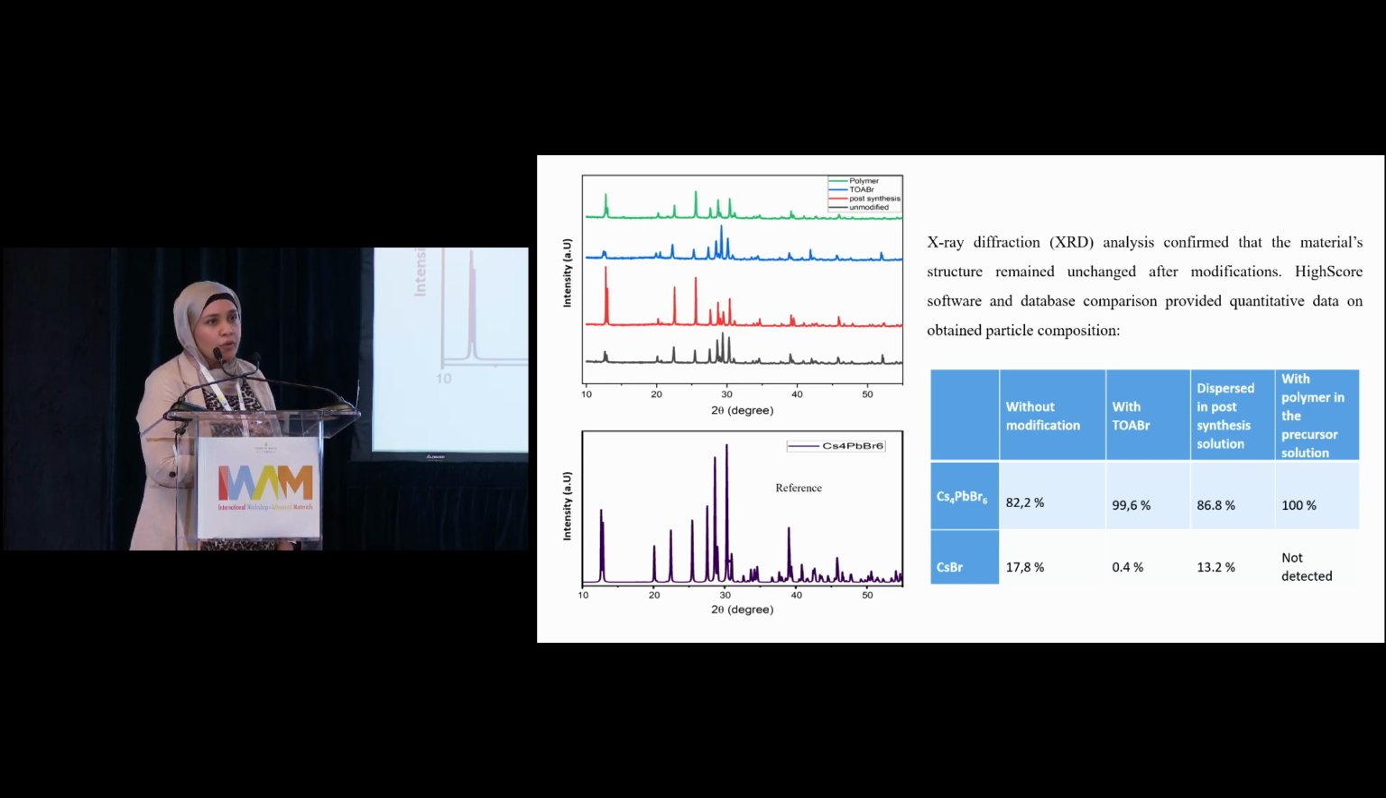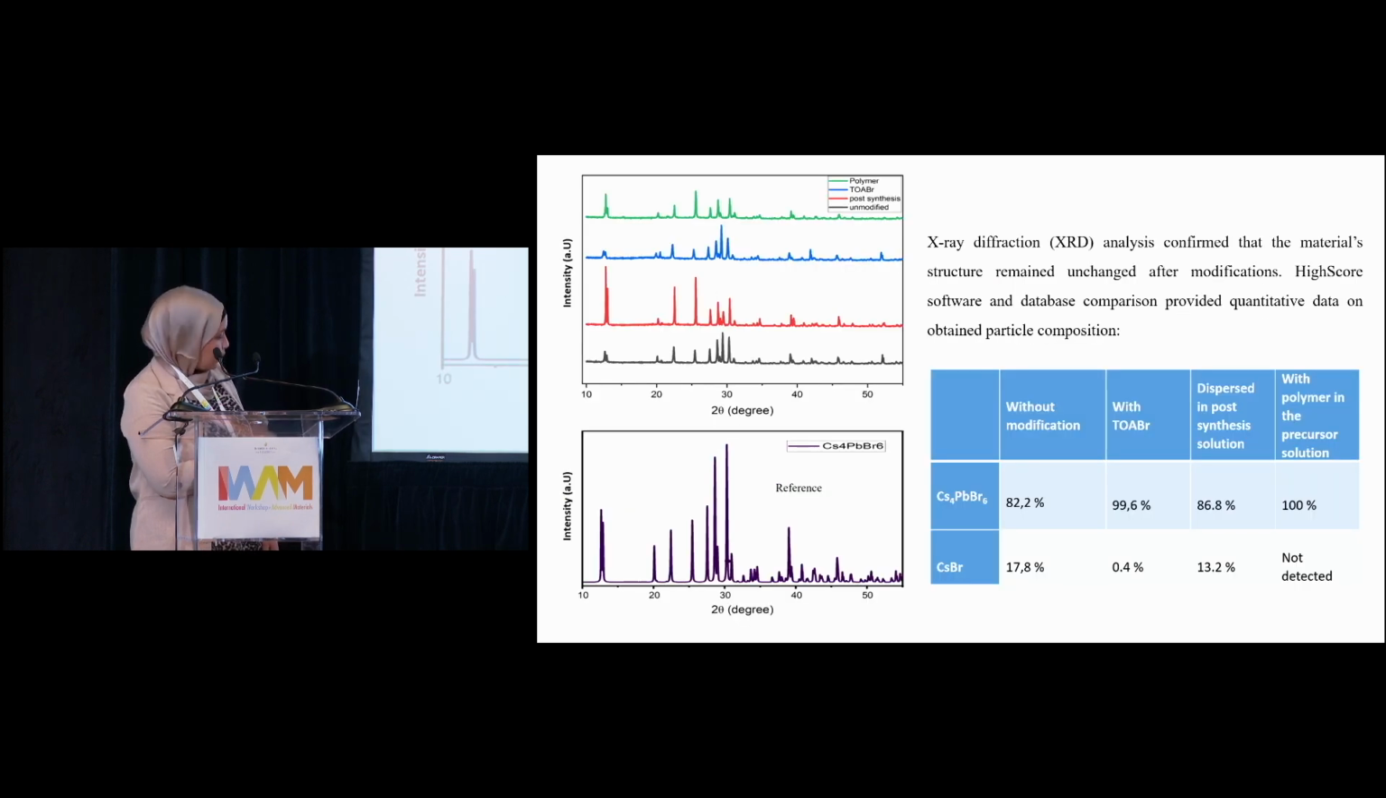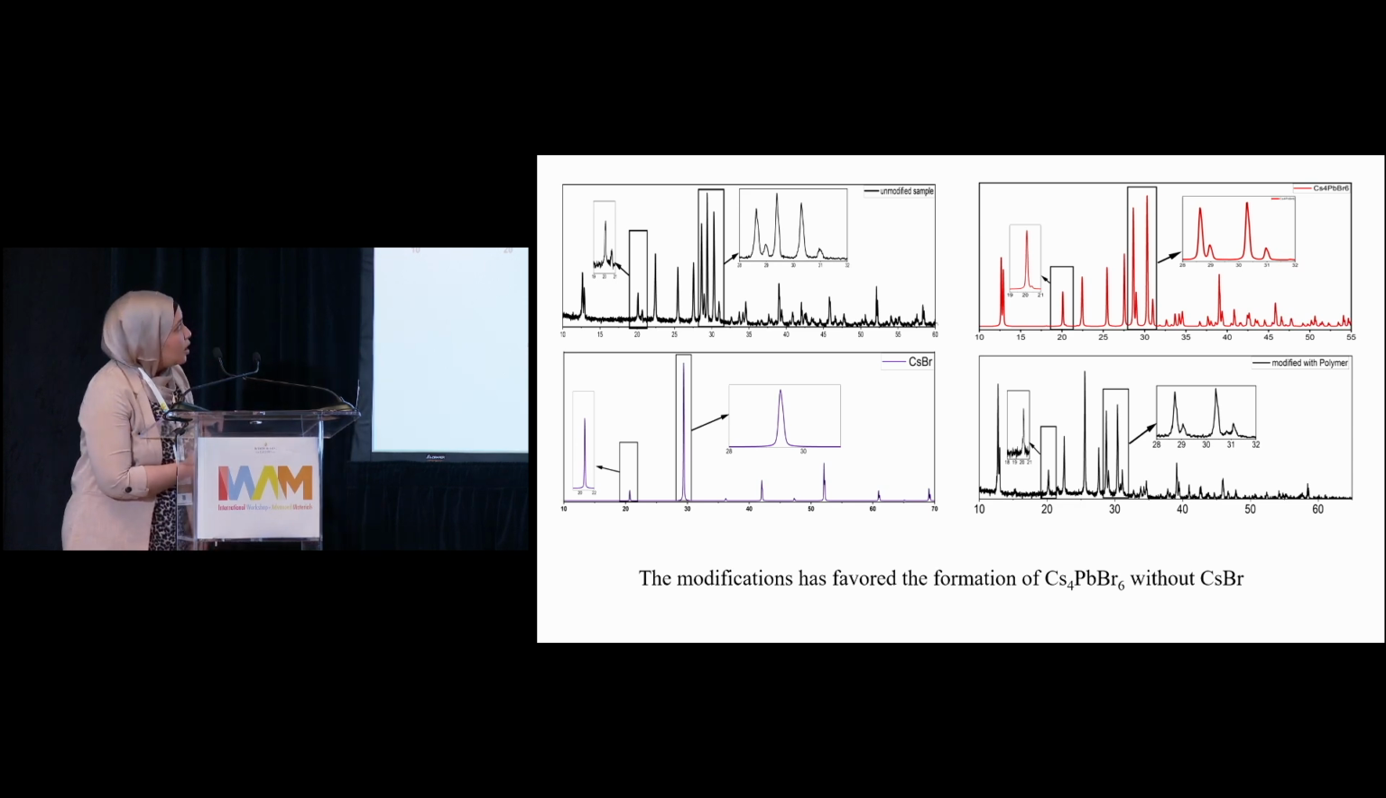But each time we were modifying the synthesis or introducing something, we noticed the percentage of cesium lead bromide was decreasing, with the highest decrement in case of introducing the polymer in the precursor solution. We had absolutely no cesium bromide as a side product. We can further explain that with a detailed XRD graph.